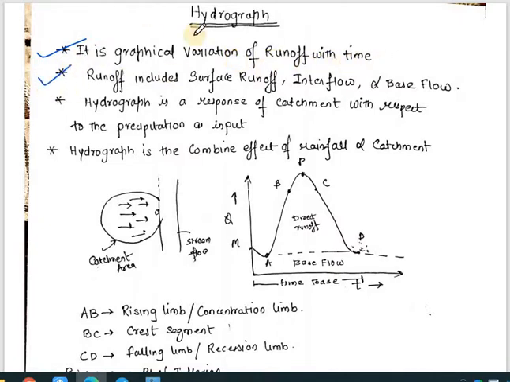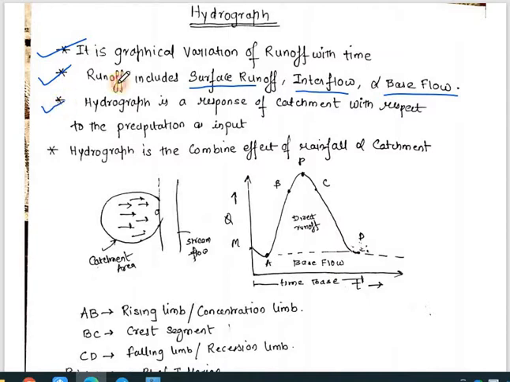Now runoff can be included in many forms, like the water which is flowing on the surface, that is included in your surface runoff. One which is flowing in the streams is called interflow. One is base flow. Some water gets infiltrated into the ground and it ultimately joins the stream later. That is called your base flow. So all these parts are included in your runoff, that is your surface runoff, interflow, and base flow.